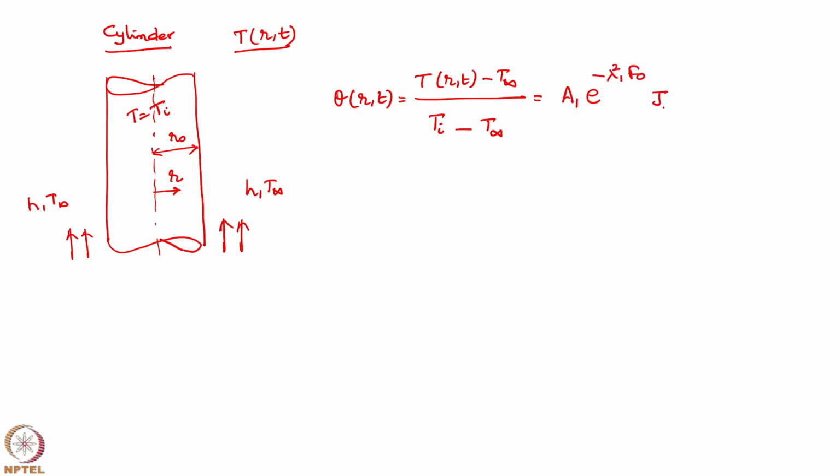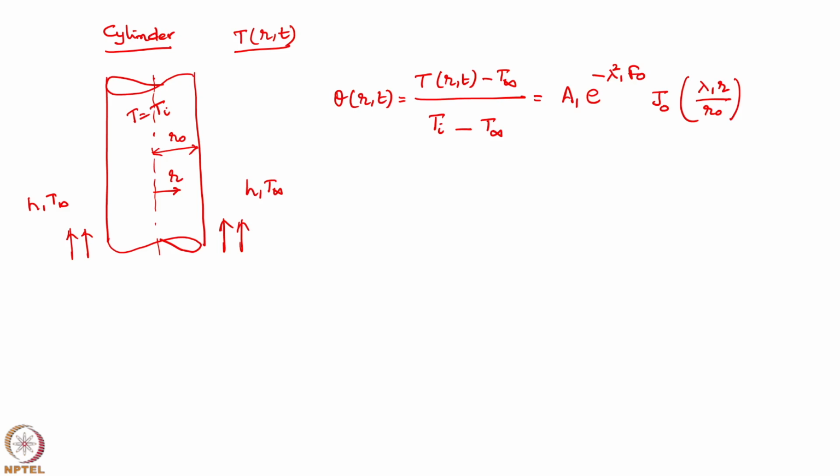into Bessel's function, that is J naught. J naught is called the 0th order Bessel function. I will write that J naught of lambda 1 r by r naught. Don't worry, I will give the J naught value for a given Biot number and Fourier number. Okay, so this is the equation for theta.